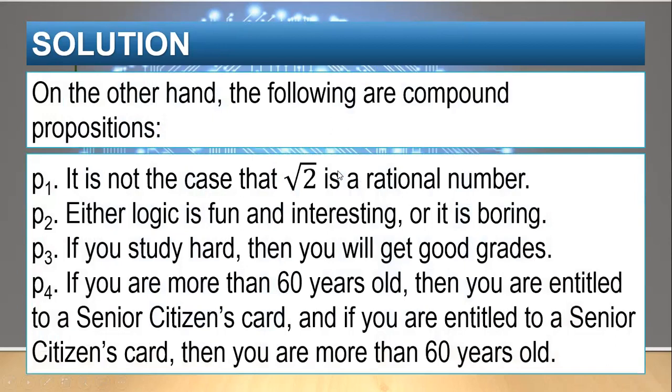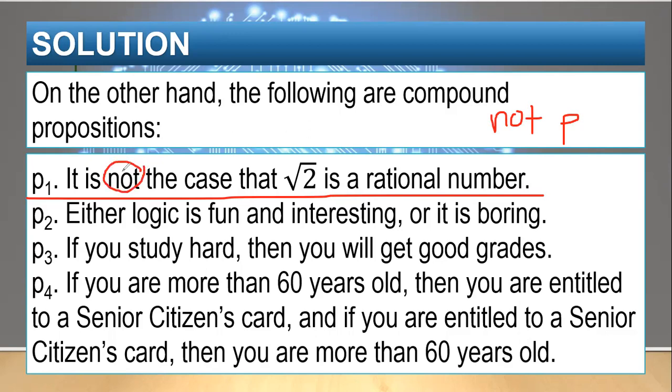On the other hand, these are examples of compound propositions. We have this P sub 1: it is not the case that the square root of 2 is a rational number. Why is it a compound proposition? Because it is negated. Earlier, we had not P. When we put not, it becomes the opposite of proposition P. So the simplest form of this, if we remove the not, is: it is the case that the square root of 2 is a rational number. So when we make it not P sub 1, the opposite of proposition P sub 1 happens.